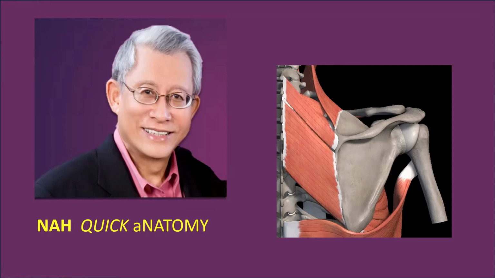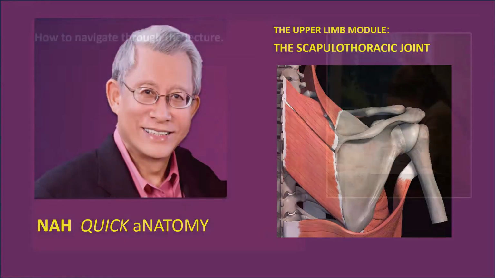Welcome to Quick Anatomy. This is the upper limb module and the topic is the scapulothoracic joint.